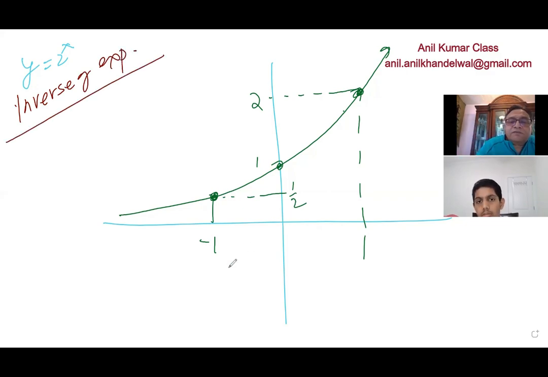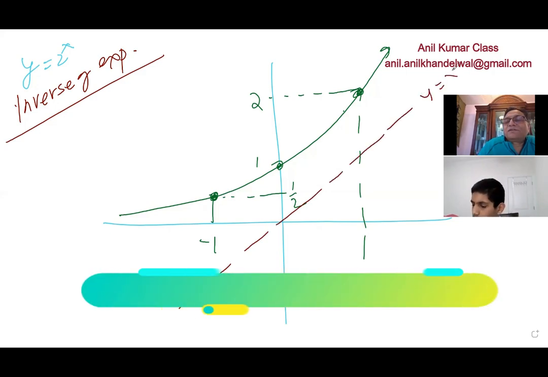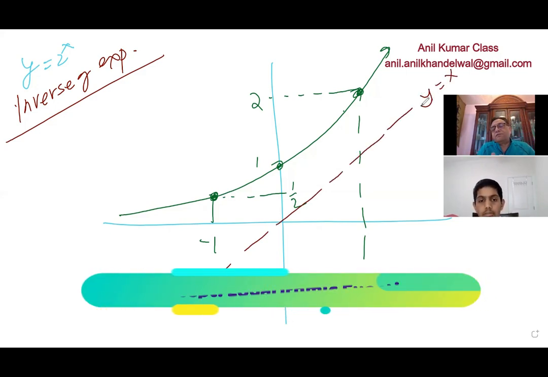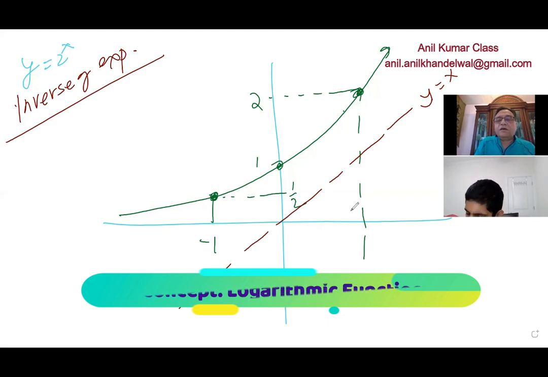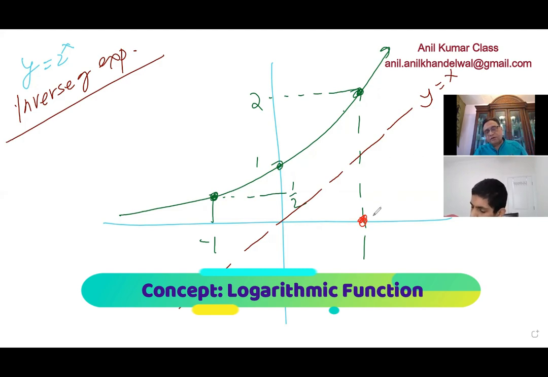You could graphically reflect it on the line y equals x, right? If you reflect on the line, then what happens? The points swap. 0, 1 becomes 1, 0, correct? 1, 2 becomes 2, 1. So at 2, we now have 1, correct? And the point minus 1 half becomes half, minus 1.